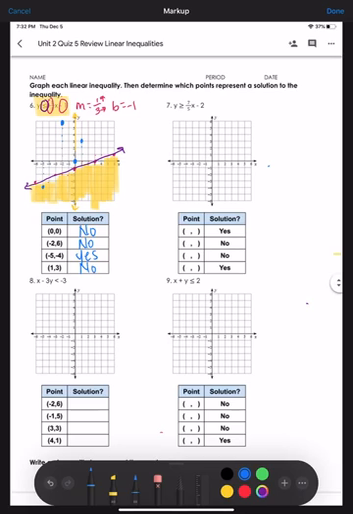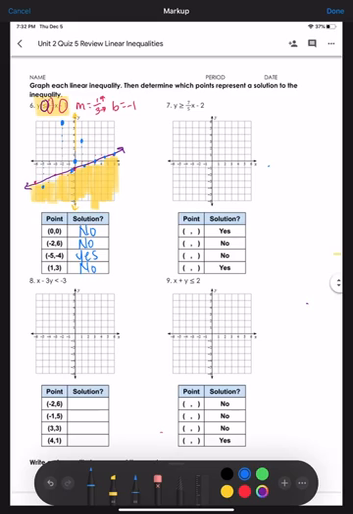If there was a point on the line, like the point 3, 0, because it's a solid line, points on the line are a solution. But that is not the case with a dotted line, so just keep that in mind.